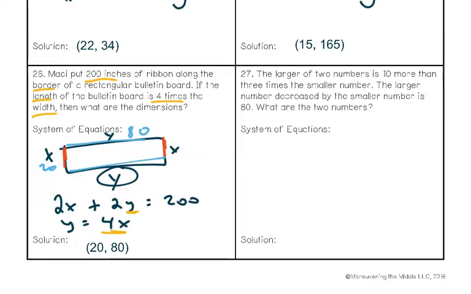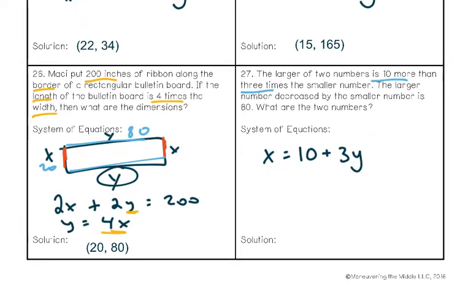Let's look at 27. This one is just like math words for a pretty simple equation here. There are two numbers, we don't know them. One of them is 10 more than 3 times the smaller number. Let's write that as an equation. Let's break it down. One number, let's just call it x, is, meaning equals, 10 more, which means add, 3 times another number. Let's just pick y.